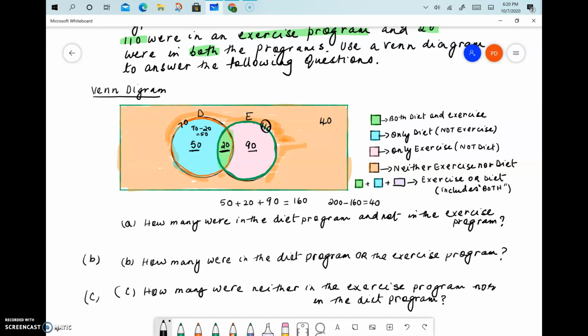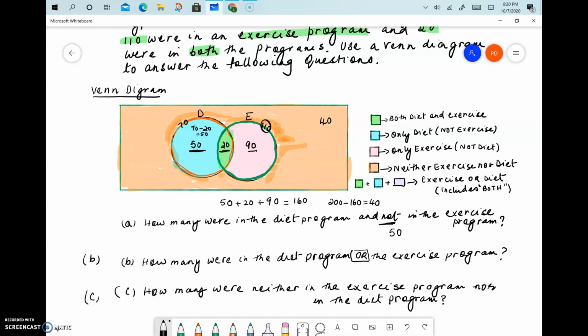How many were in the diet program and, remember, not in the exercise program? We know that there were 70 people in the diet program, but here we have a condition. They cannot be in the exercise program. So that corresponds to the blue region. So the number sitting in the blue region is 50. 50 out of the 70 people in the diet program were in the diet program only and not in the exercise program.